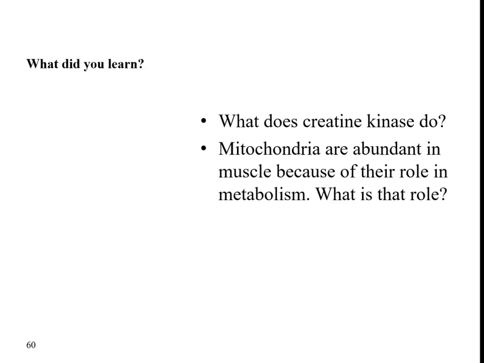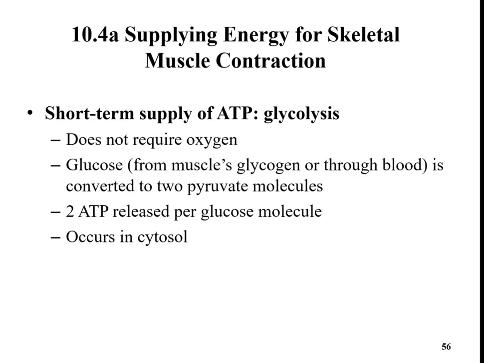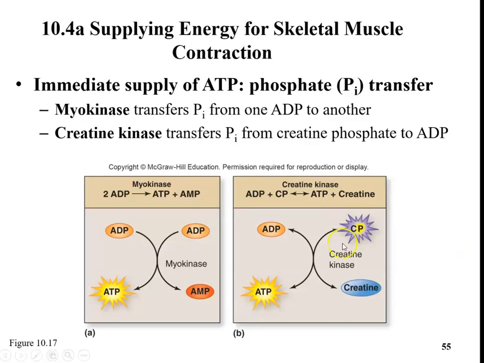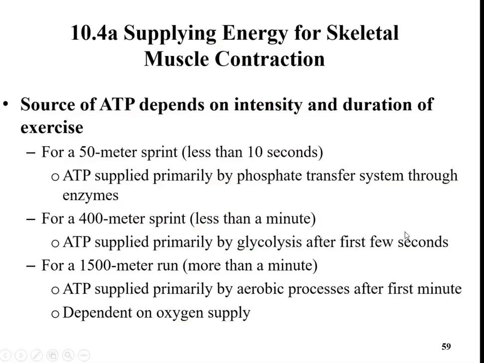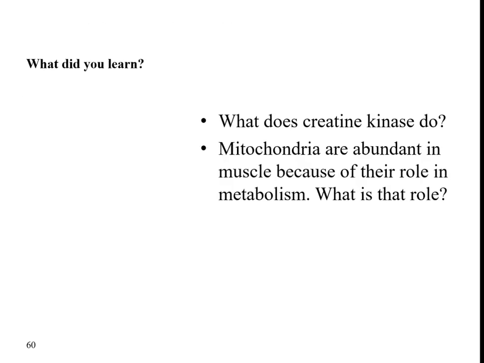All right, what does creatine kinase do? Remember that creatine kinase is this enzyme here that can either add a phosphate to creatine or remove a phosphate from creatine. Mitochondria are abundant in muscle because of their role in metabolism. What is that role? Big picture here. Their role is to supply energy through aerobic cellular respiration.